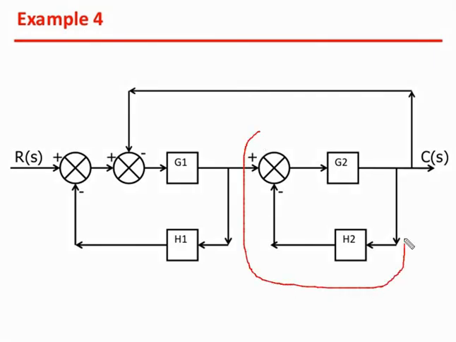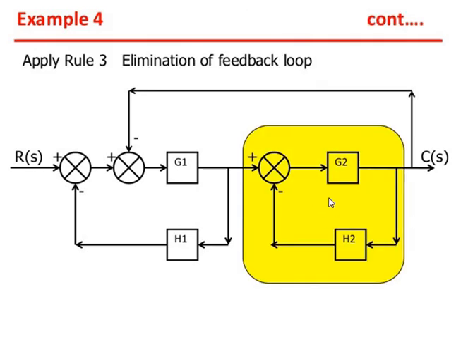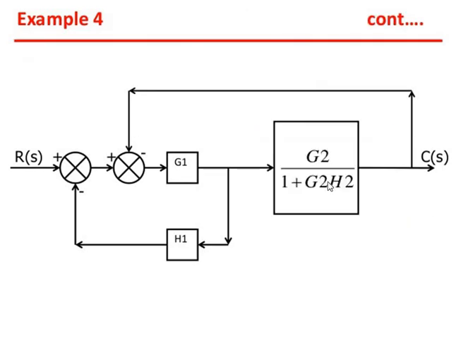For this block, which has the feedback path element, we can apply rule 3. If we apply rule 3 for this block, it becomes G2 divided by 1 minus, it becomes plus G2 H2. So I applied rule 3 to eliminate the feedback path H2, and it becomes G2 divided by 1 plus G2 H2.